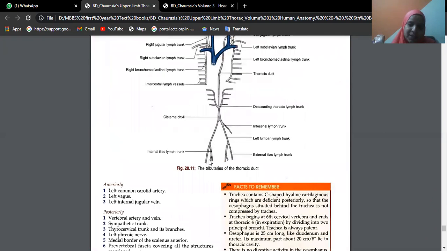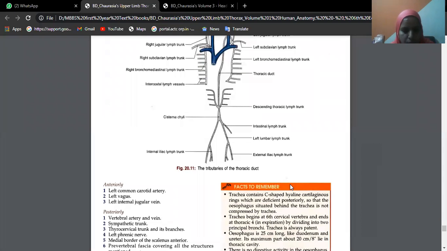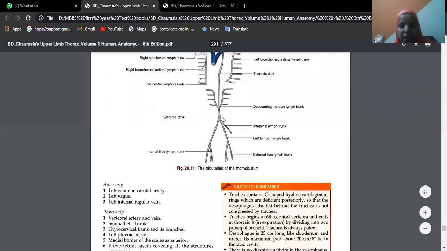That means the starting point of the thoracic duct is an enlarged, elongated sac into which so many lymphatic channels will open. What are those? External iliac lymphatic trunk, internal iliac lymphatic trunk, intestinal lymphatic trunk. Everything will come and drain into the cisterna chyli. From here, the lymph will drain into the thoracic duct. So these are the lymphatic channels which open in the cisterna chyli, beta. Finally, the lymph from here will drain into the thoracic duct.